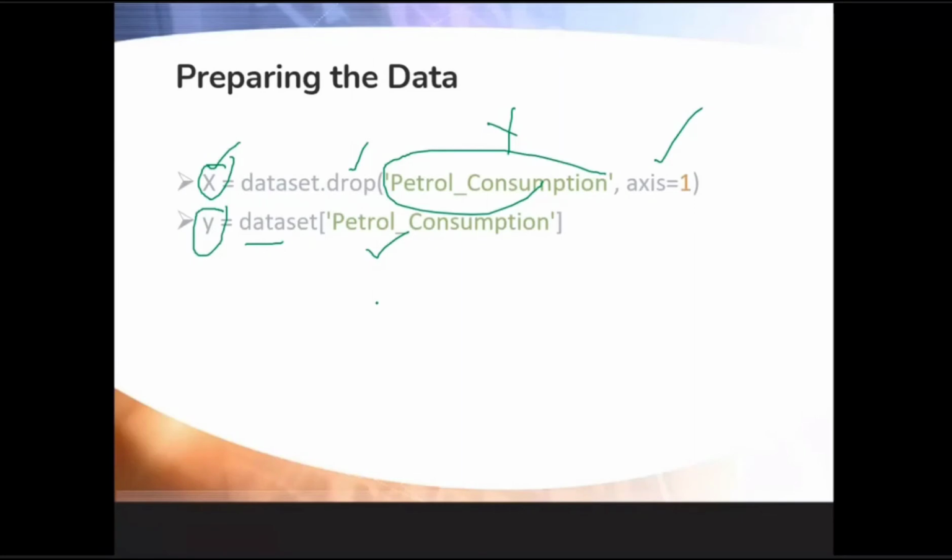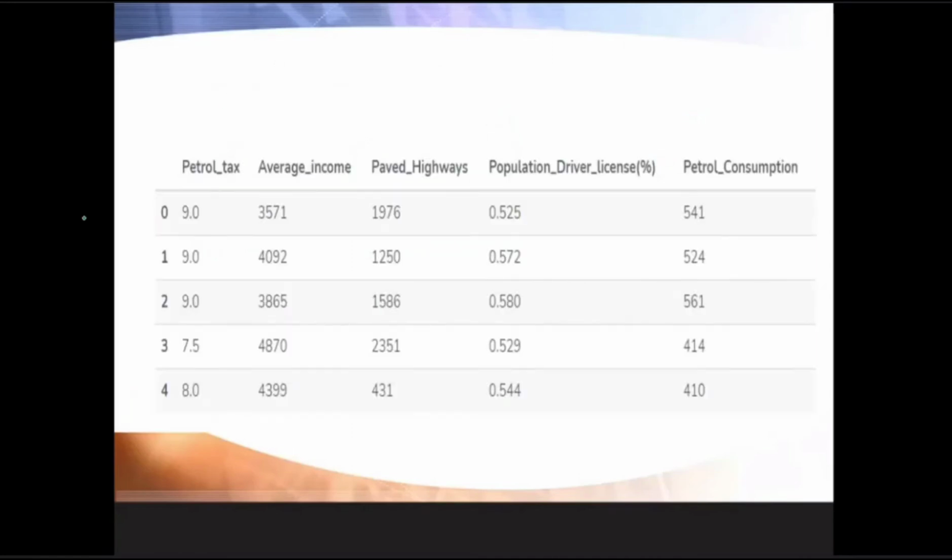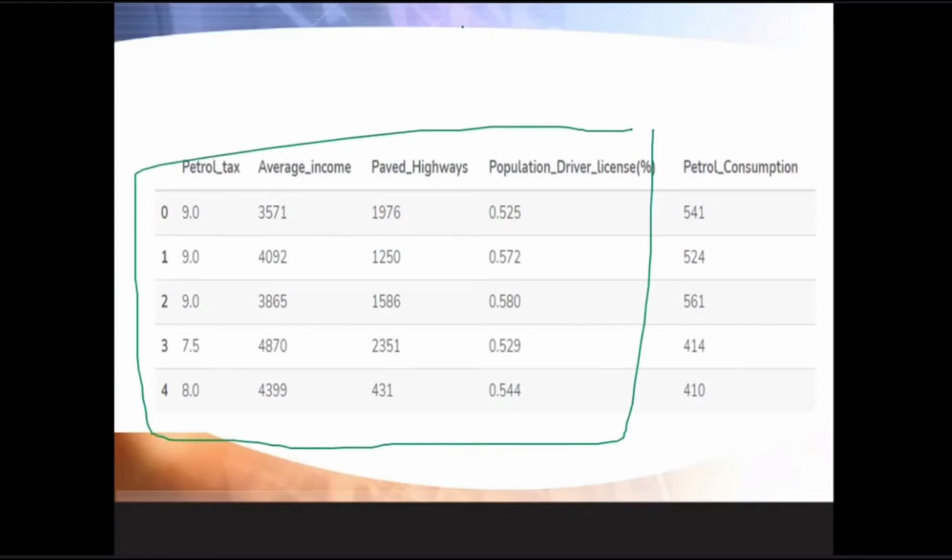This is another way. There are different ways. All of you are more familiar with Python anyway; I am explaining different ways in separate programs, just for fun. So X equals dataset.drop of petrol consumption, so only the petrol consumption column is omitted and all the other columns are taken as X. Y equals dataset of petrol consumption. So in this data set, these columns are taken as X, and the petrol consumption column is taken as Y.